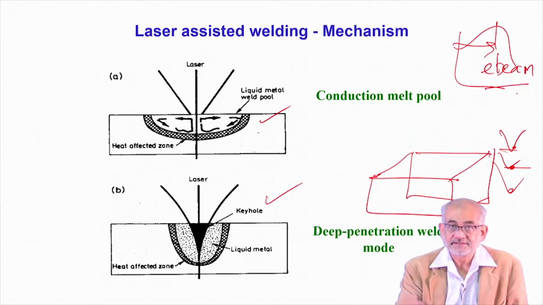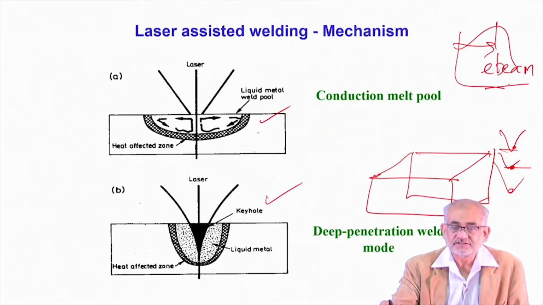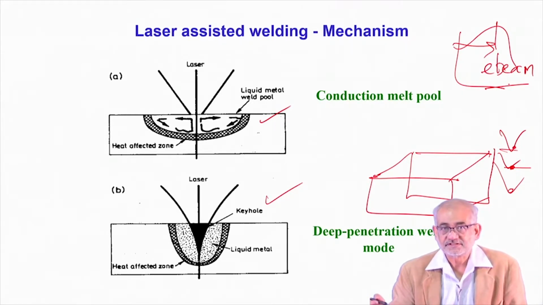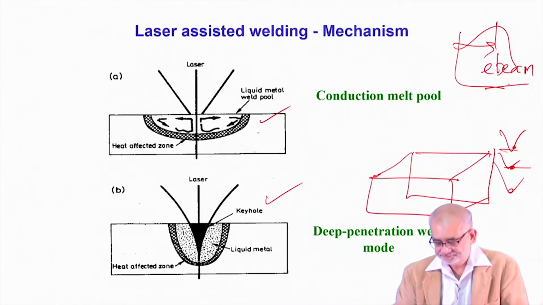But on the other hand, there are other difficulties with electron beam: it has to be done in a confined chamber at very high vacuum. So you have limitations in terms of the size and dimension of the component that you can handle, whereas laser can do the processing entirely in open air.